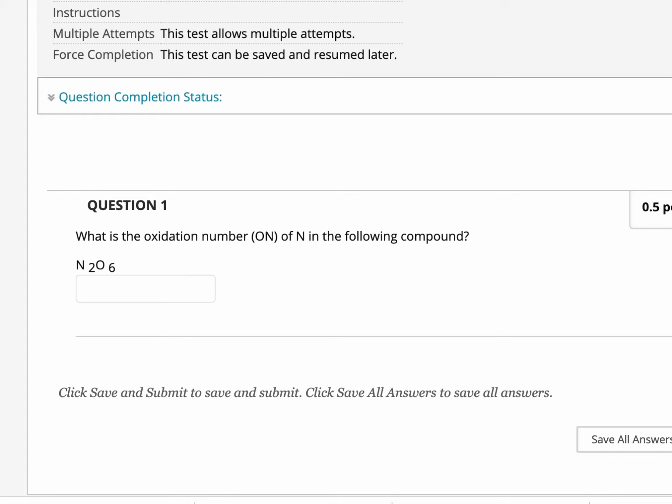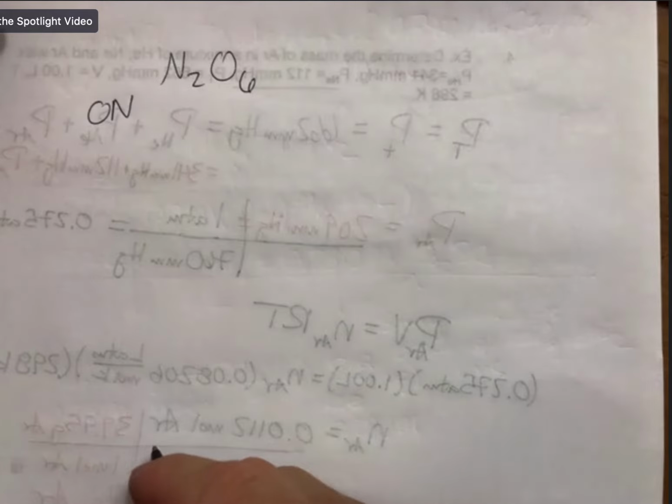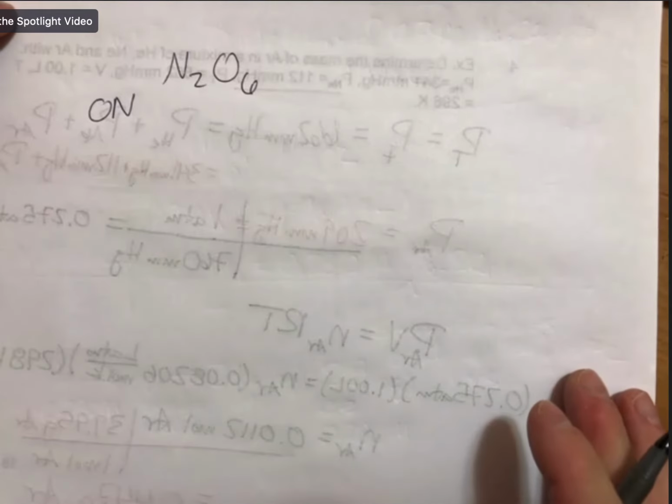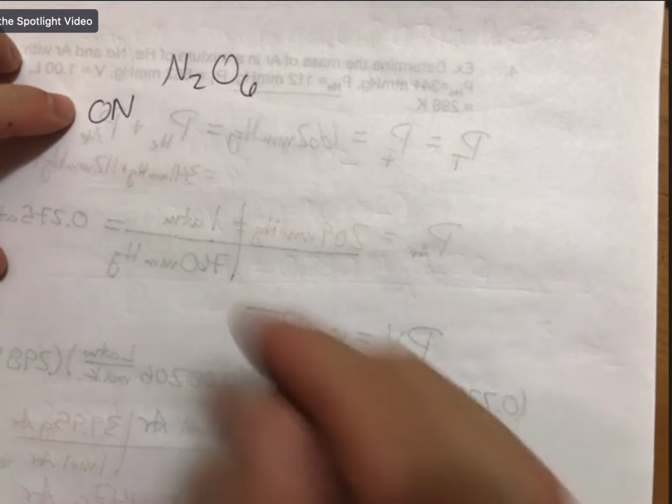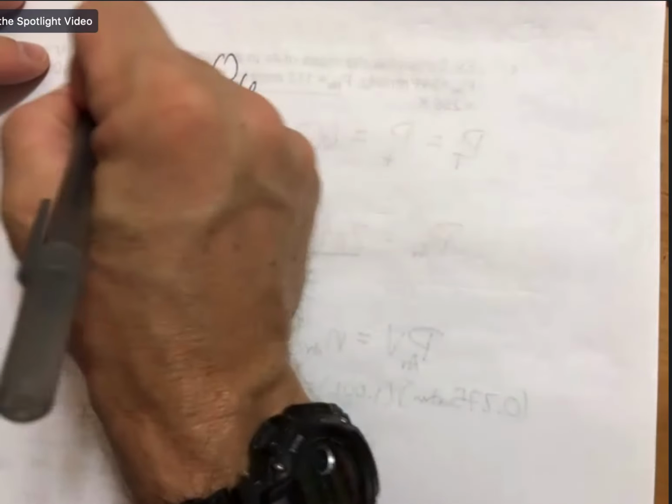And hopefully what you guys are noticing is that almost all of these questions look very familiar and very similar to questions that you've already done in the lecture outlines. That's where we're going with this. Since you've seen the lecture outlines, you should have seen my process for doing oxidation numbers.